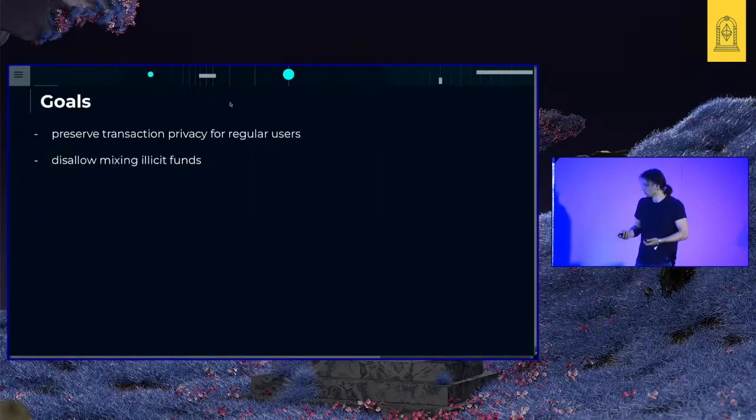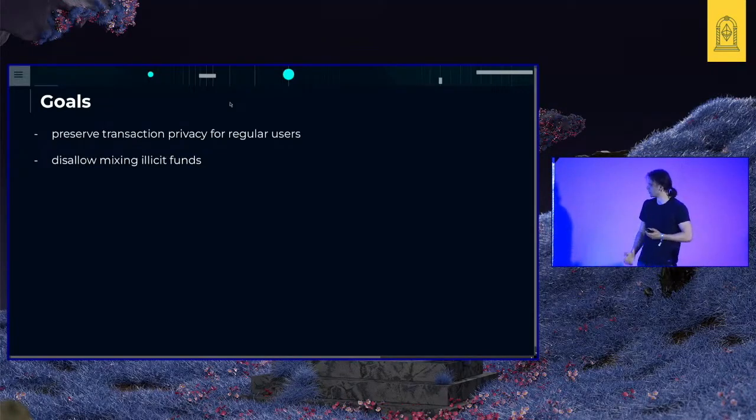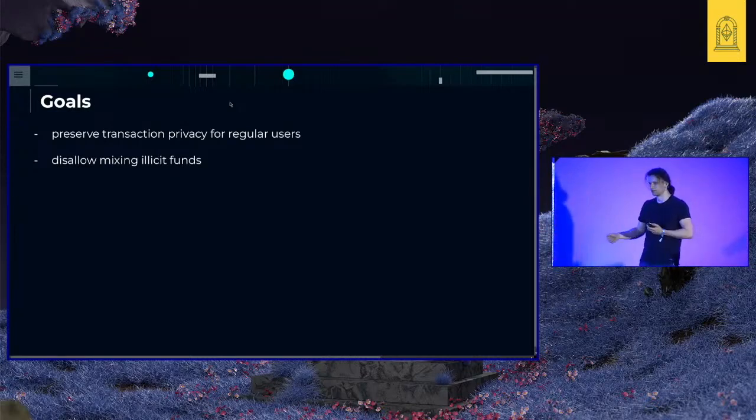So what would we like to achieve with this kind of merged attributability and anonymity system? We would like to preserve transaction privacy for regular users, so we don't want to be picked upon by whoever we interact with on the blockchain. And we would like to somehow disallow mixing illicit funds.